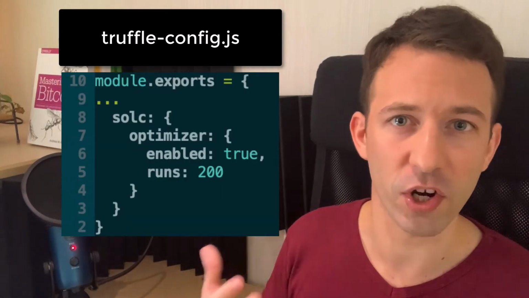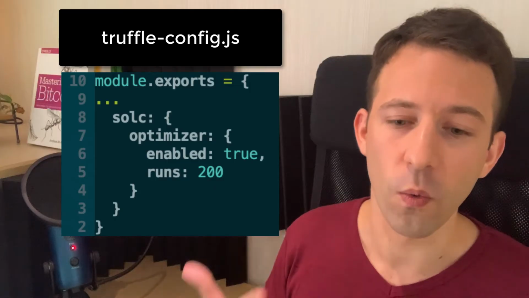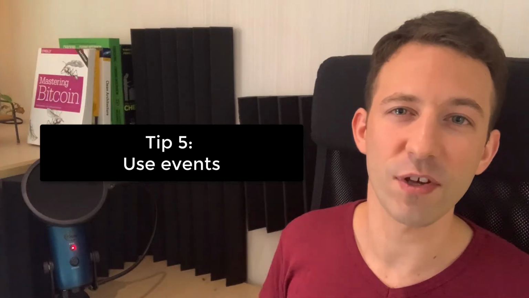You might wonder, how come this is not turned on by default? Well, when this is turned on, it actually takes more time for the Solidity compiler to compile your smart contract. So this is not really ideal in development, where you want to optimize for a very fast compilation time. So you only turn it on before a deployment. Tip number five, use events.